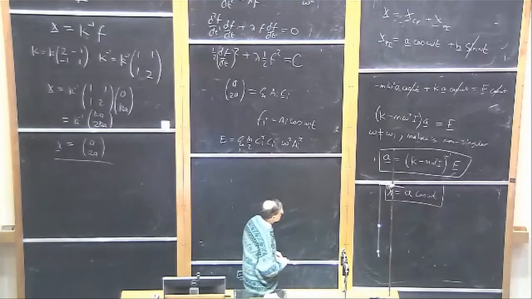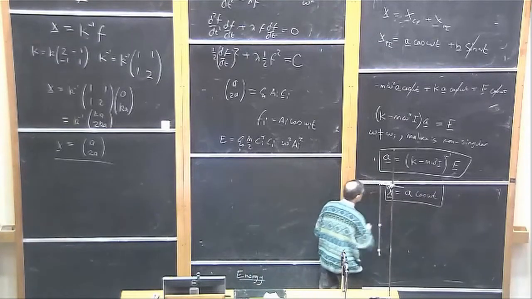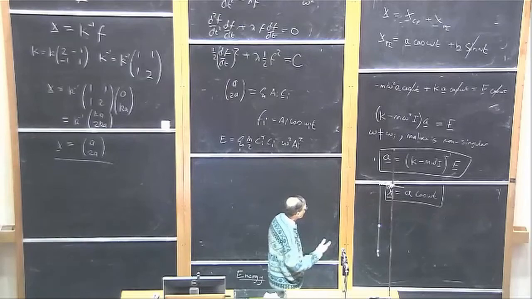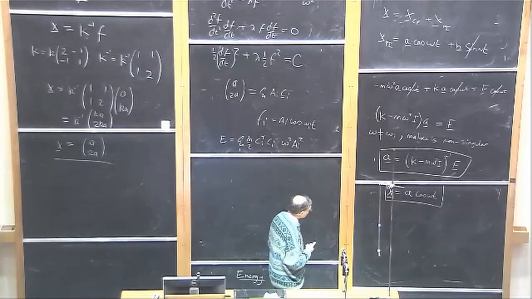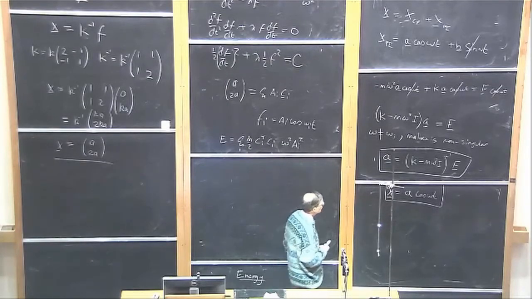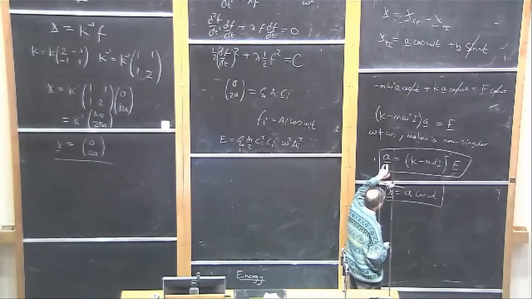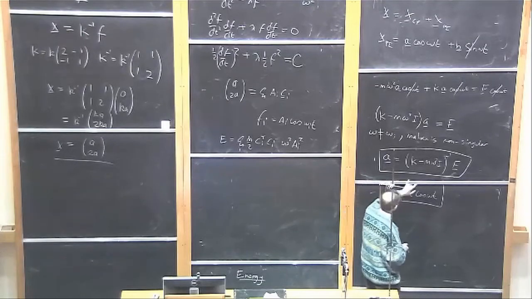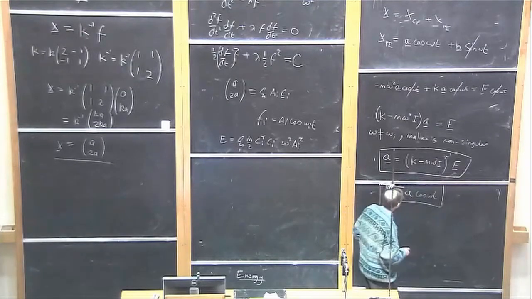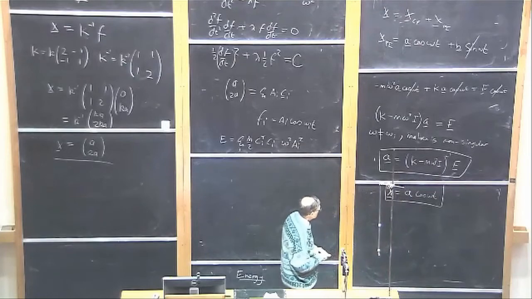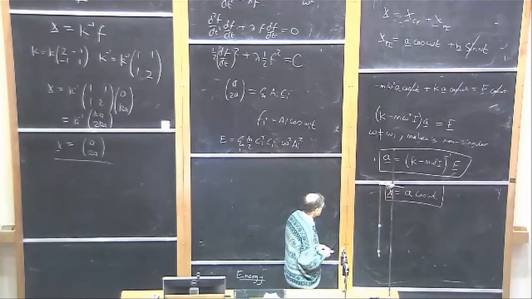So that's the solution for the particular integral. We get all the masses oscillating at the driven frequency, but with different amplitudes given by the components of this vector A, which is computed from the inverse of that matrix.